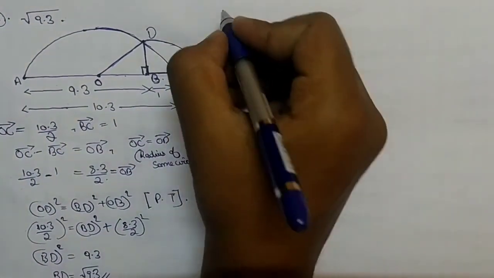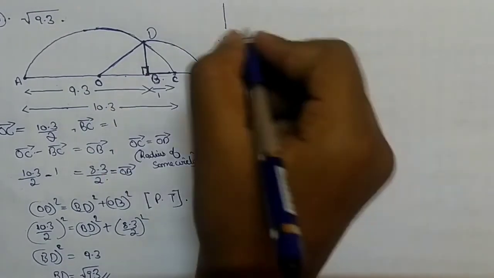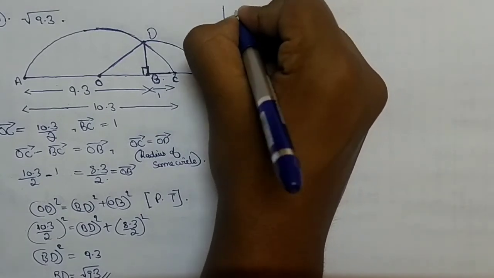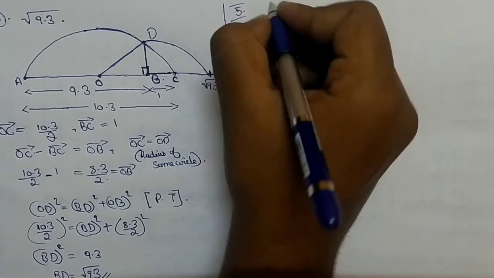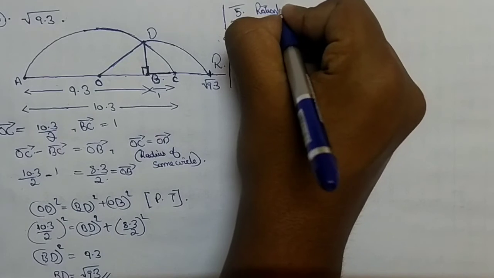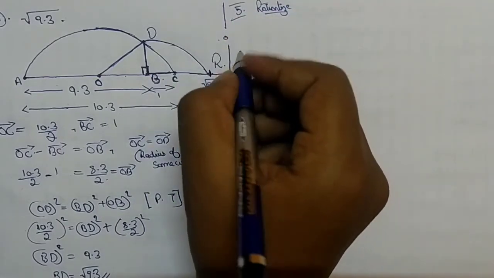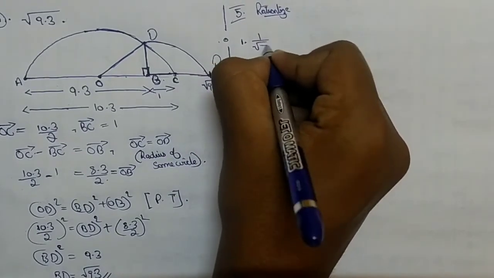Now going to the fifth question, let us separate that fifth main. That is something like rationalize the following. We have seen many examples on this rationalization. The first question is 1 by root 7.